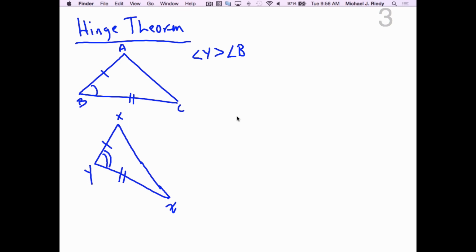What's the relationship between those two, or what can you tell me about those two triangles now that we have that scenario?